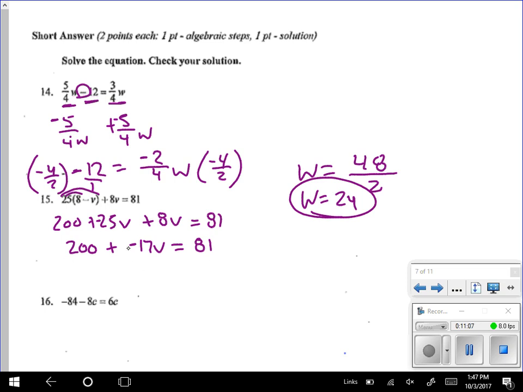Okay, now I have a two-step equation here. Work on the side with the variable, subtract 200 from both sides. So you can go ahead, use a calculator. 81 minus 200.